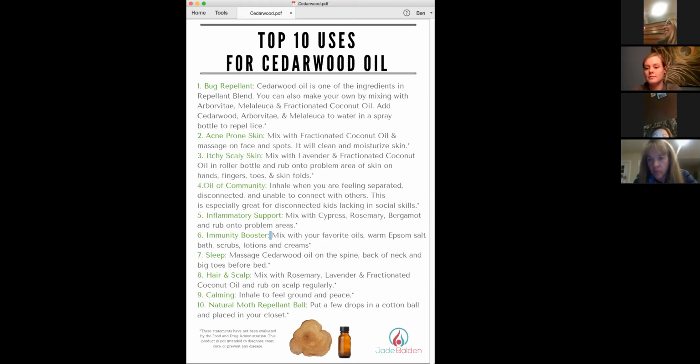Yeah, I would spray it. I want to get down to the bottom, number 10 first. You can put the cedarwood on a cotton ball and place it in your closet. But if you have clothes that you're going to be putting away for the winter or for the summer, you can spray them with the cedarwood oil before you put them away. So that will protect your clothes.